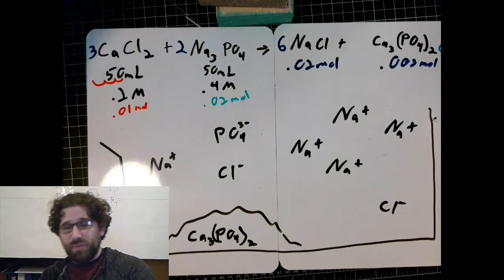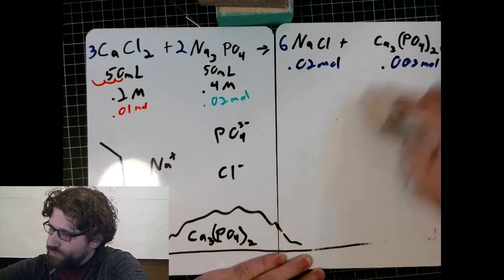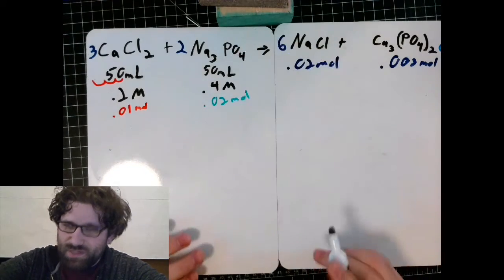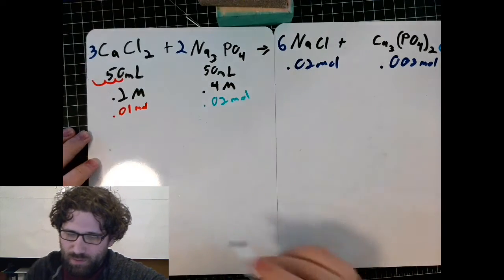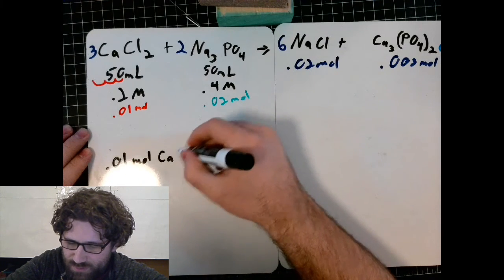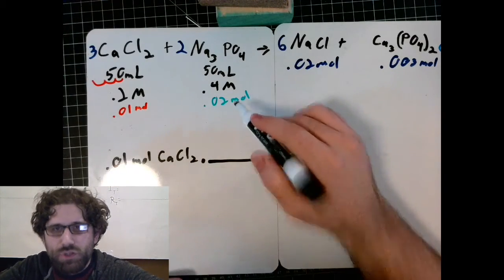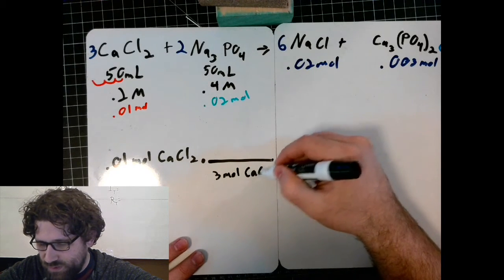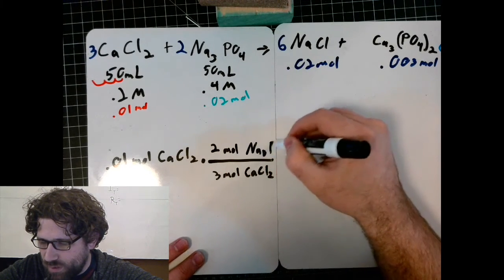So let's go ahead and determine that, and then we'll come back and figure out how many moles per liter we've got. So determining the moles of this that are left over, my first step is to figure out how many moles got used up. So this is my limiting reactant. I've got 0.01 moles of CaCl2, and I'm just going to figure out how many moles of this was used by doing that regular proportionality. So for every 3 moles of CaCl2, I'm going to use 2 moles Na3PO4.